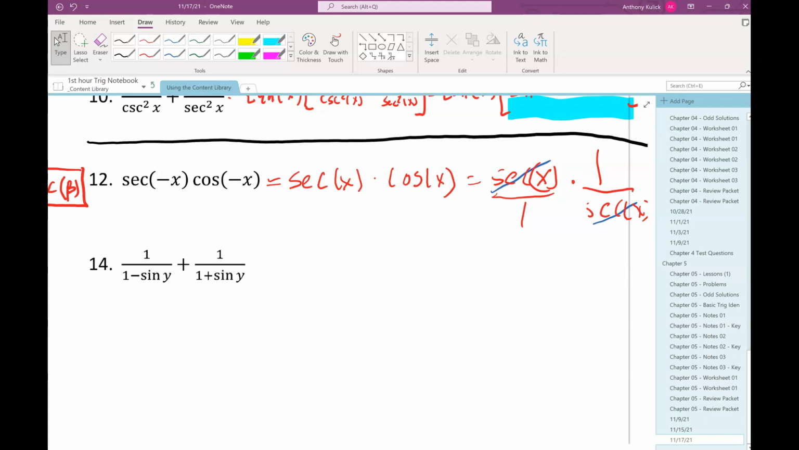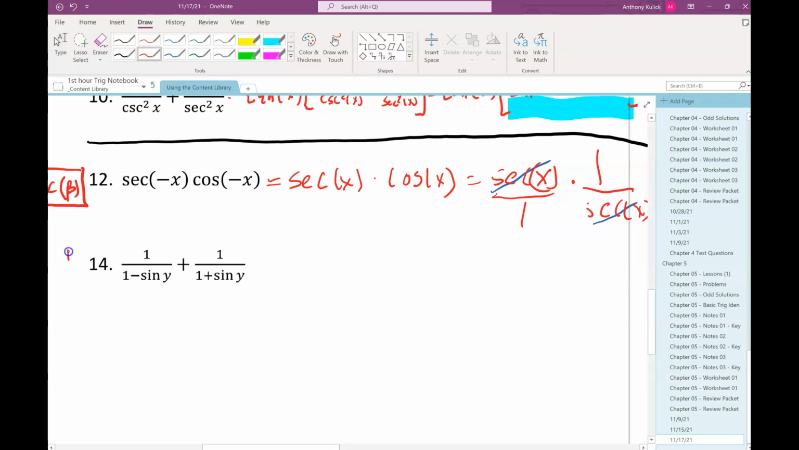If I look at 1 minus sine y and 1 plus sine y, is there anything in common between them? Are there any factors in common? No, because we have an addition and subtraction problem, not just a multiplication problem, right? If it was sine y and negative sine y, those would have something in common. If I had 2 sine y and then sine y, those have factors in common. But 1 minus sine y and 1 plus sine y, there's no factors in common. So my least common denominator is just going to be 1 minus sine y times 1 plus sine y.